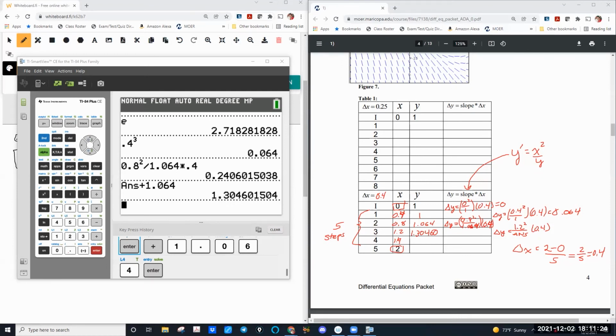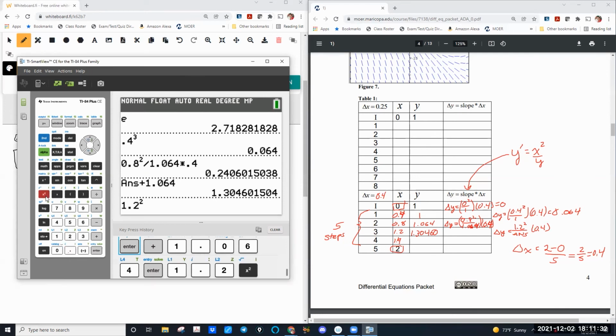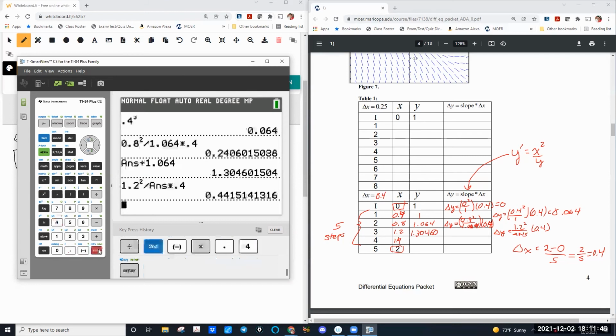So check this out. If you're not familiar with this, I got the 1.2 squared divided by second answer, because that's going to just take that whole unrounded number for me, times 0.4. There's my new delta y. That's going to get added to 1 point. And I probably could have just put the plus answer here and had it done all for me. I'll show you what I mean in the next step.